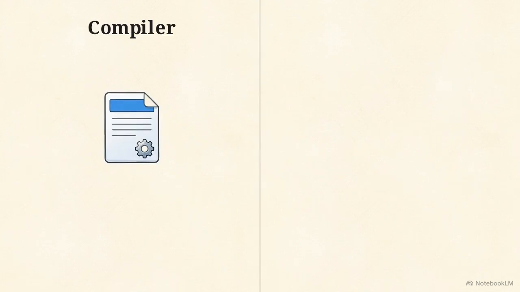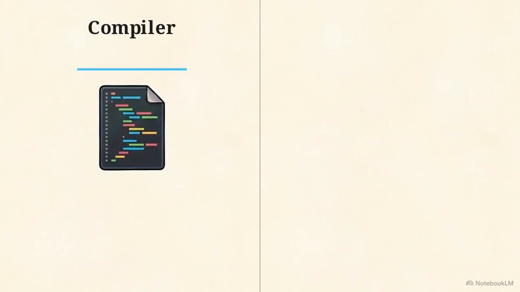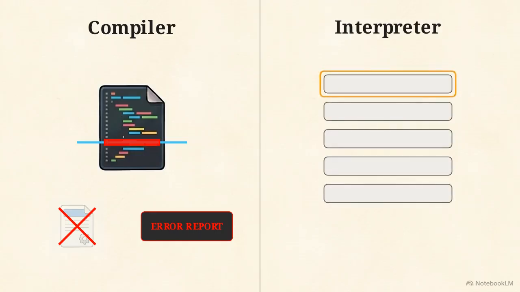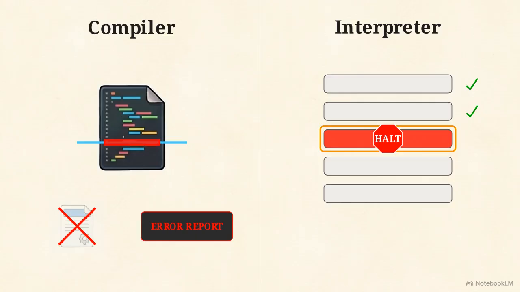Because it processes everything as a single batch, a compiler requires the code to be completely valid. If there is a syntax error anywhere in the program, it generates a final error report and refuses to create the executable file. An interpreter takes a different approach. Instead of batching, it translates and executes the source code sequentially, line by line, during runtime. It never creates a standalone file. This means if an interpreter hits a syntax error on line 3, it will successfully run lines 1 and 2, but immediately halt execution the moment it encounters the flaw.